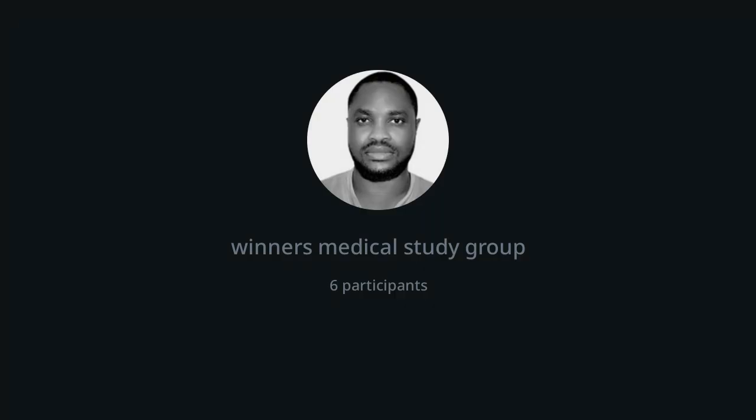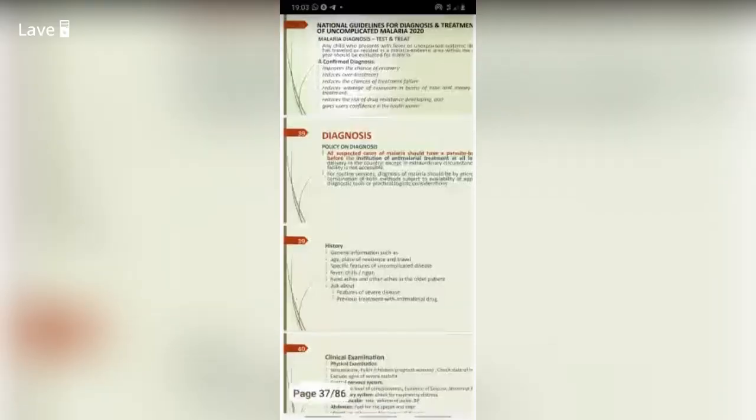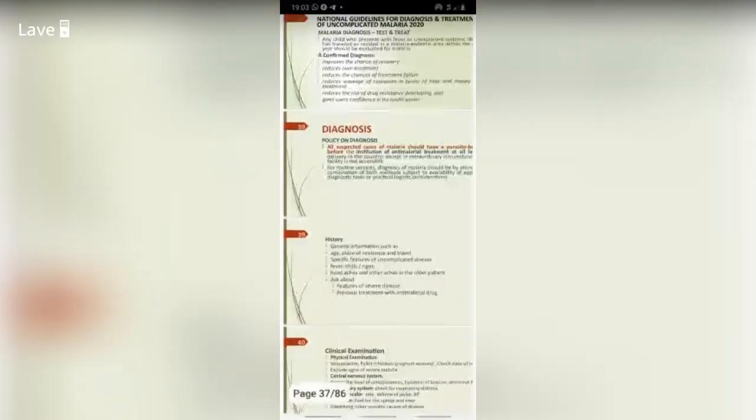So, national guideline for diagnosis and treatment of uncomplicated malaria. This is very important. A patient who has fever or unexplained systemic illness, has traveled or resided in a malaria endemic area within the year, should be evaluated for malaria. And why do you want to confirm a diagnosis of malaria?